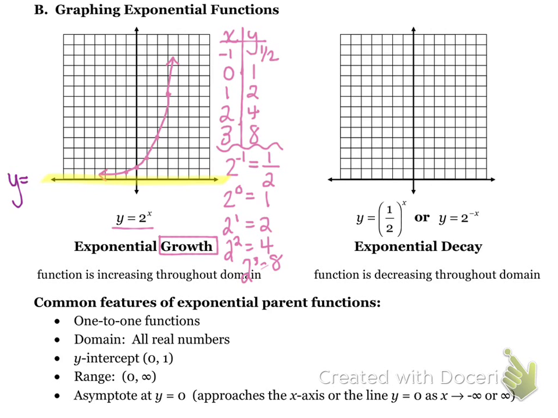So just like the ball bouncing problem, the y equals 0 line will never be touched by this graph. And again, this is our horizontal asymptote.